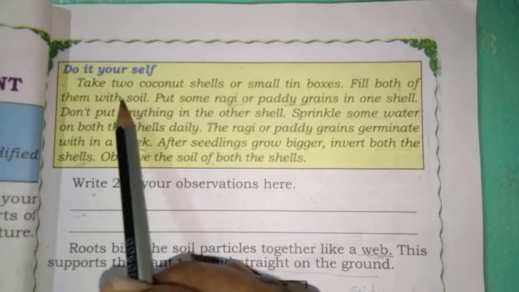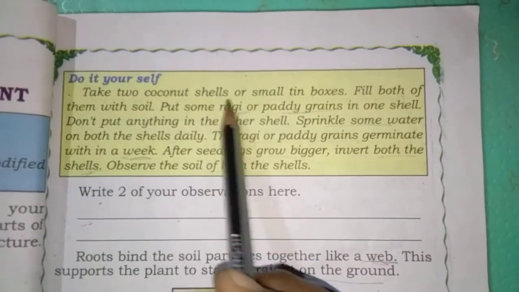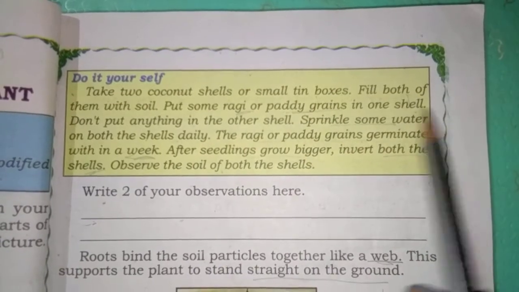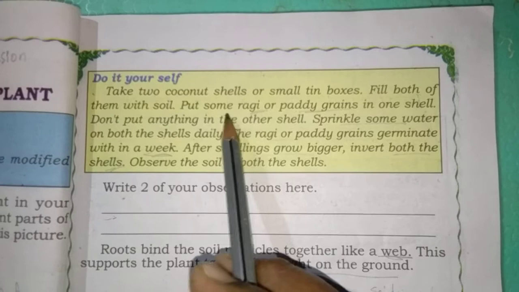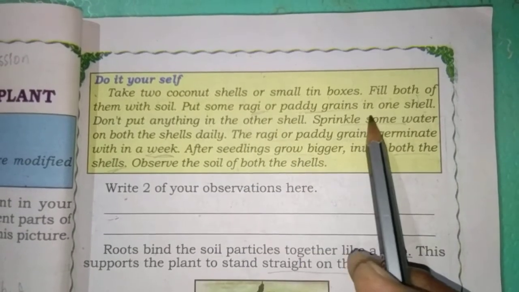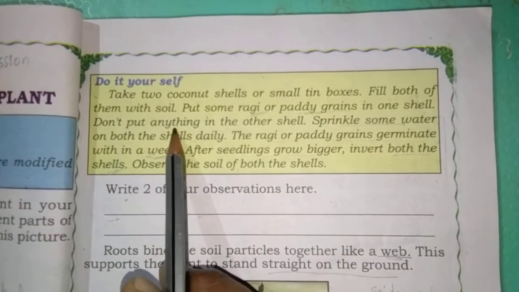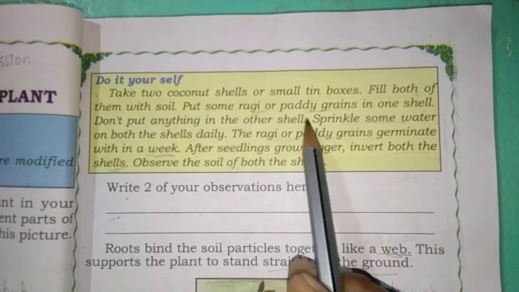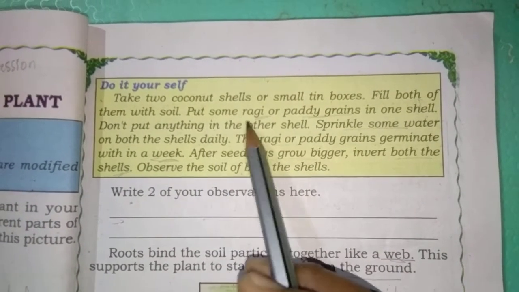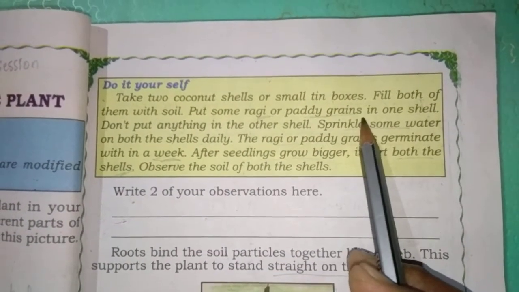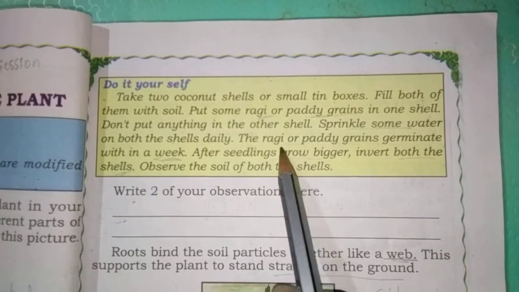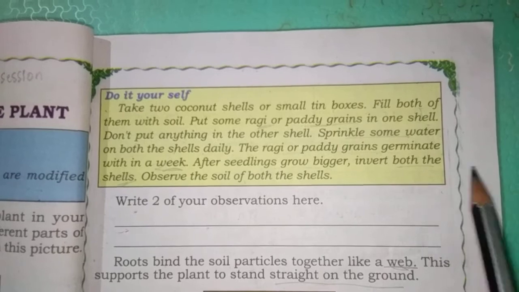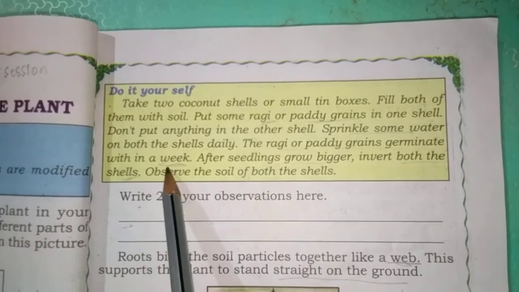Here you have to do this small experiment. Take 2 coconut shells or small tin boxes. You have to fill them with soil. In one shell you put ragi or paddy grains, and don't put anything in the other shell. I hope you understood. Where you put the ragi and paddy grains, when you are watering the plants after some days, the paddy or ragi grains germinate within a week.